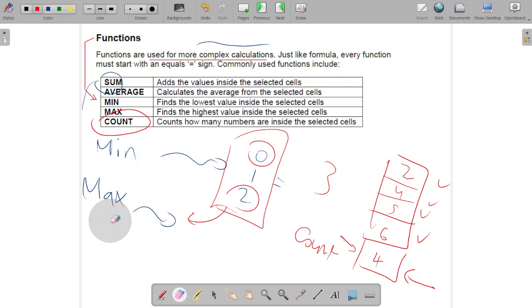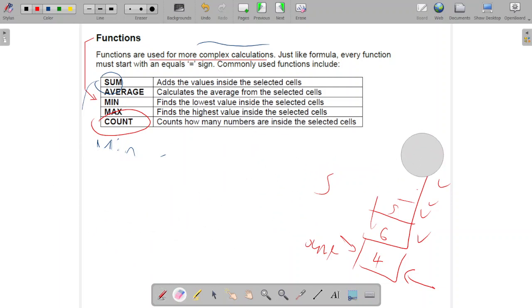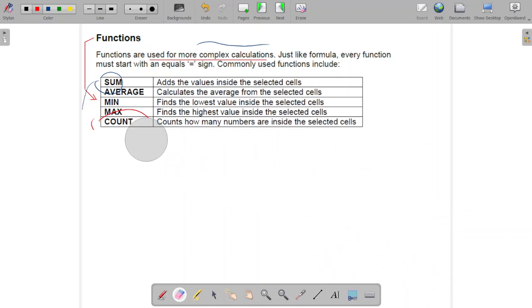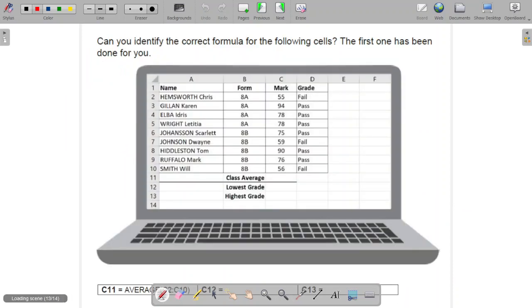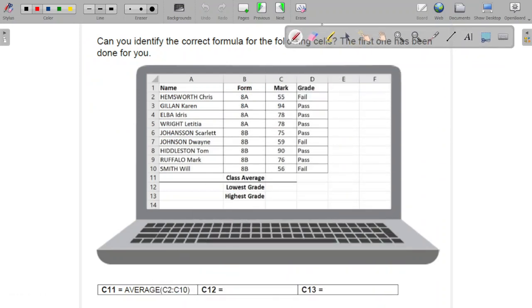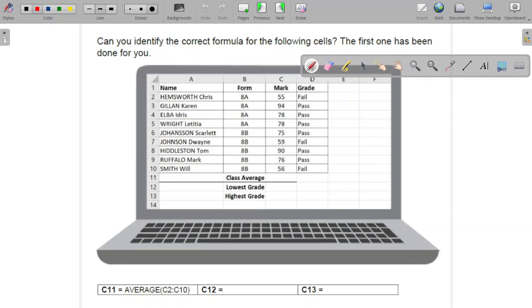So basically all you need to do is to understand these functions, because there are too many functions in the spreadsheet and we're just going to focus only on these. Okay, now let's try to do a simple practice to understand how you do this. This is a list of some students' marks in a grade, showing you their marks and whatever it is.